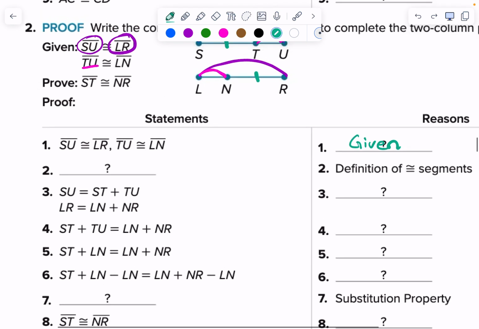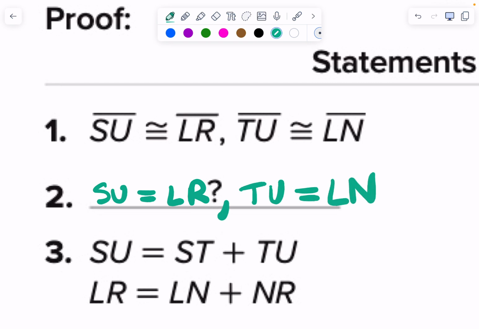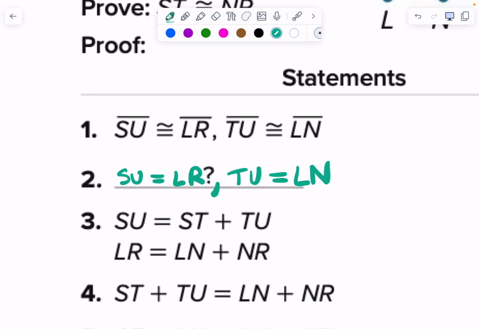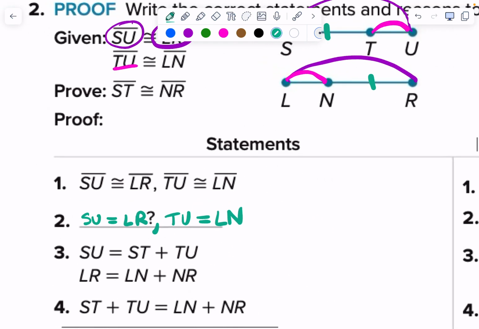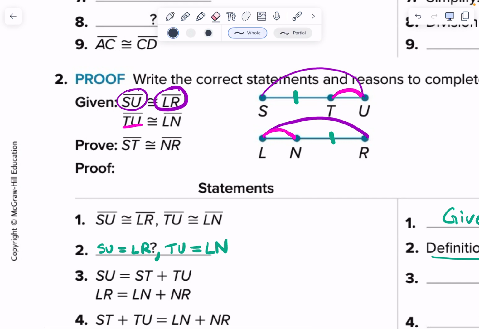Definition of congruent segments. What is that? So we switch from congruent to equal. We just pull off the congruent signs and we put equal. TU equals LN. Got it? All right, now, in step 3, this is what they did.